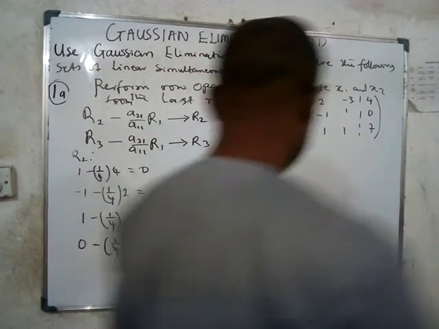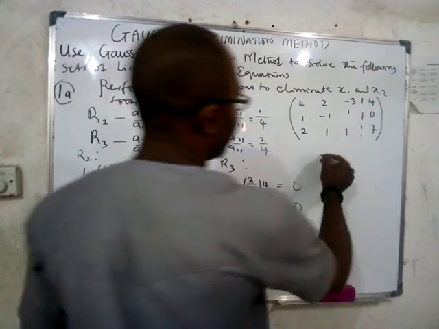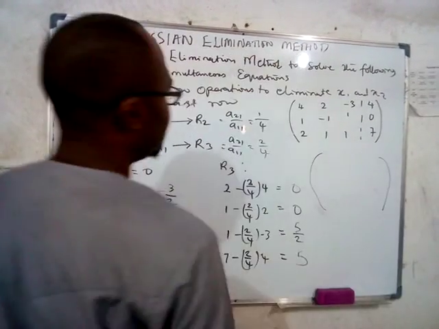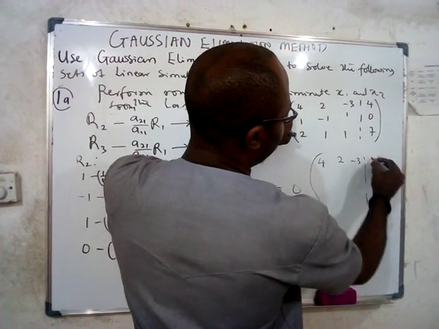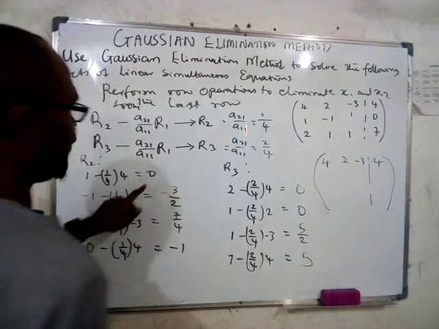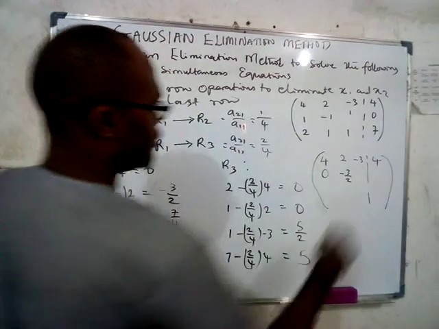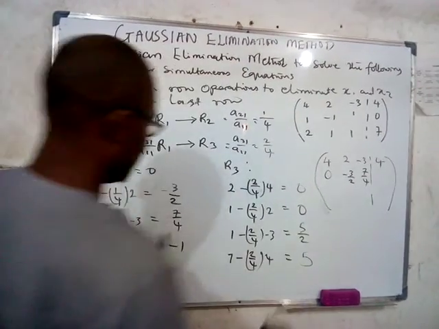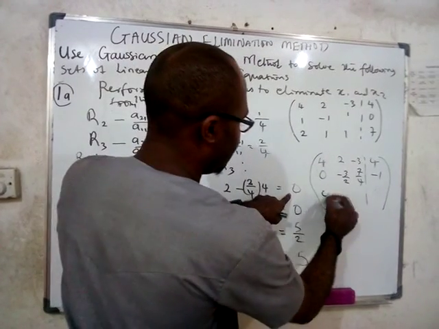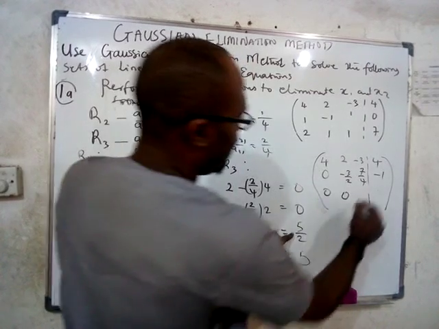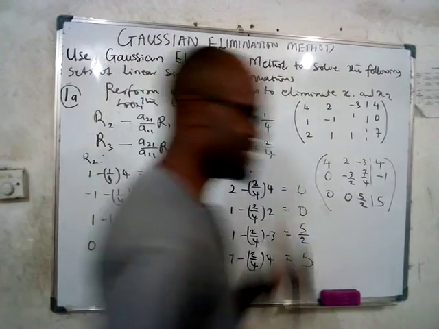Isn't it? And 7 minus 2, we all know is what? 5. So these are the replacements. So our new matrix will be what? We have this the way it was, 4, 2, minus 3, 4. So in place of this, we have 0, minus 3 over 2, 7 over 4, minus 1. In place of this, we have 0 again. We have 5 over 2, and we have 5. So this is the new matrix that we have.